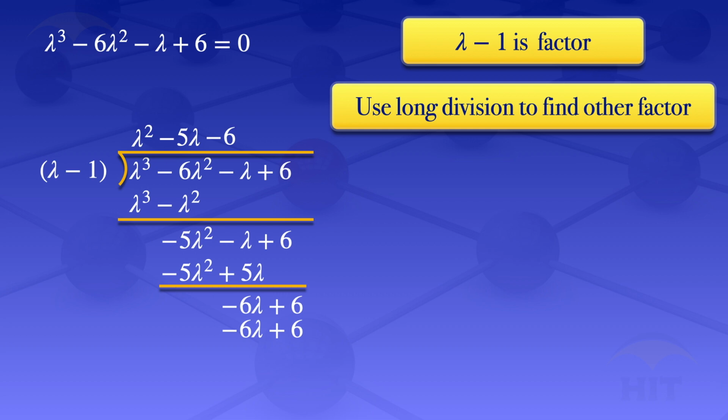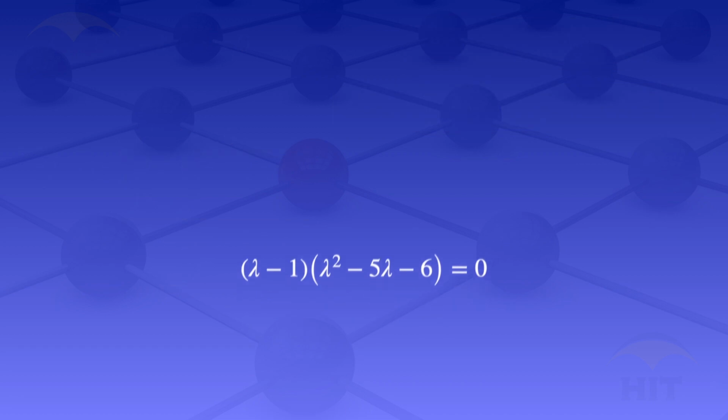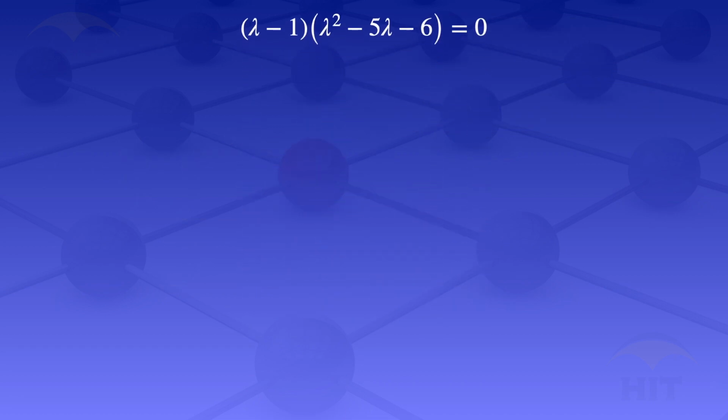So what we have above there is the other factor, lambda squared minus 5 lambda minus 6. Our equation will therefore become lambda minus 1 multiplied by lambda squared minus 5 lambda minus 6 equals 0. Now looking at that equation, we have two different options. Either lambda minus 1 equals 0, or lambda squared minus 5 lambda minus 6 equals 0. From lambda minus 1 equals 0, it gives us lambda equals 1.